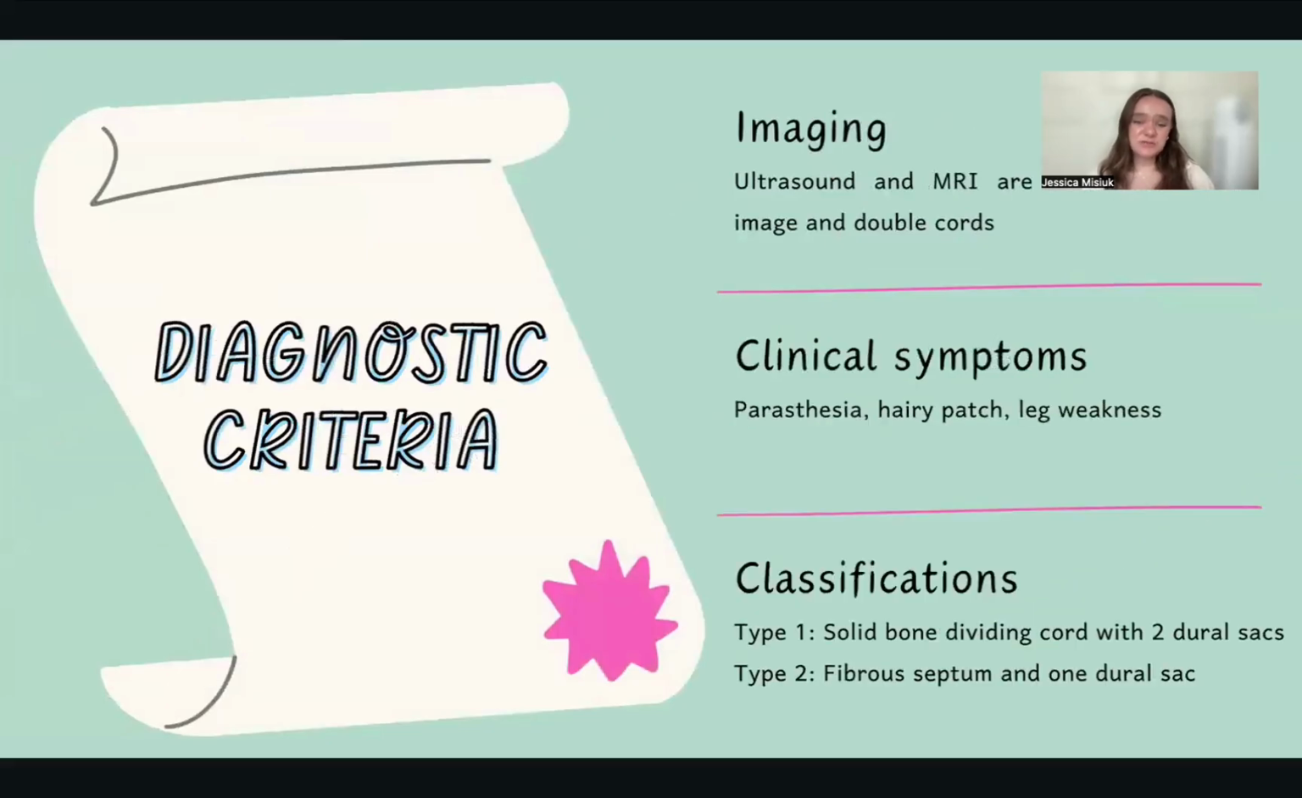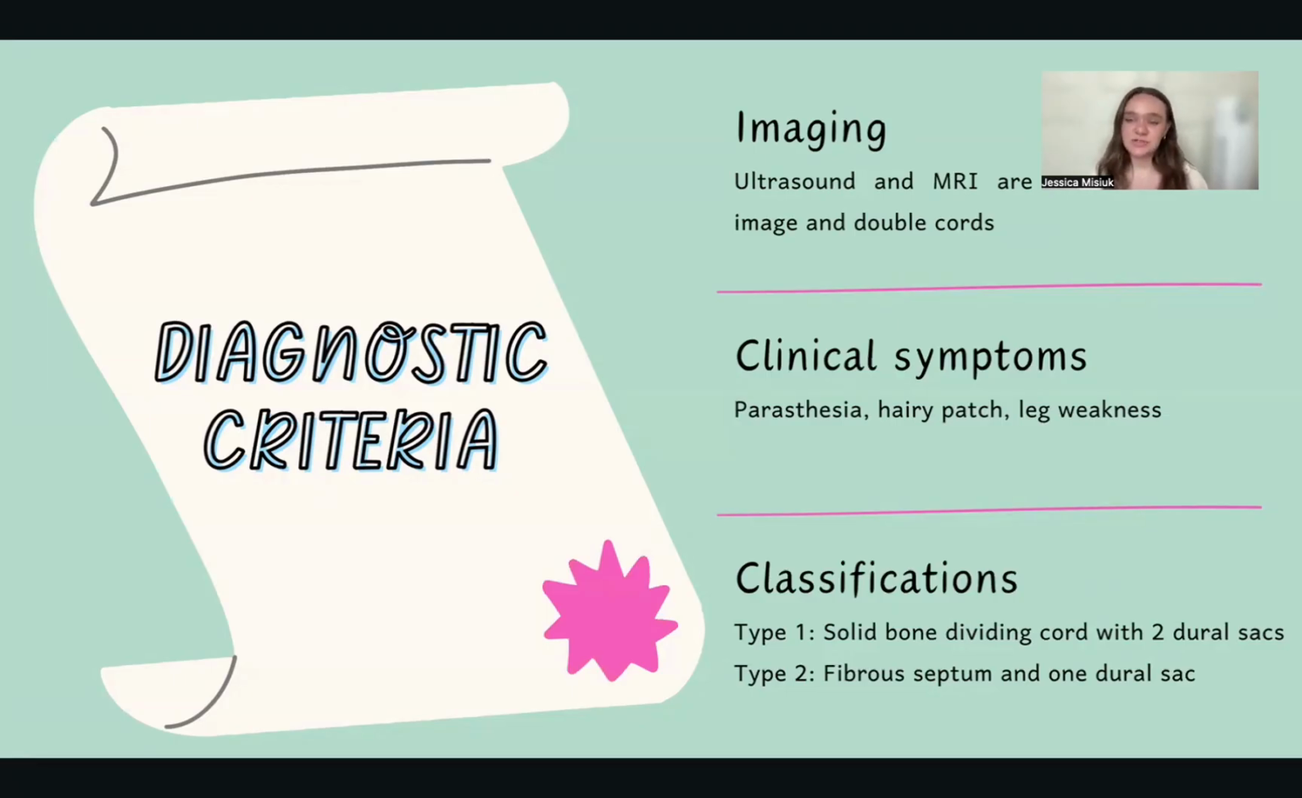So some of the diagnostic criteria: we have three main ways that we can combine and think of the diagnosis as a puzzle. The first one is imaging. Ultrasound and MRI are the gold standards for spinal anomalies in neonates and children. The MRI and the ultrasound show two distinct cords. The second factor is clinical symptoms, which we can combine with imaging, and include paresthesia, hairy patch, and leg weakness.